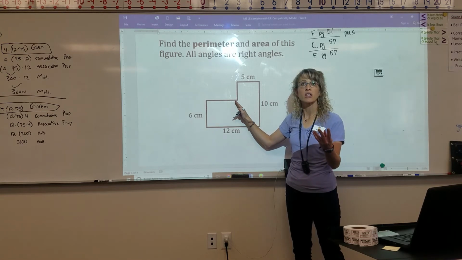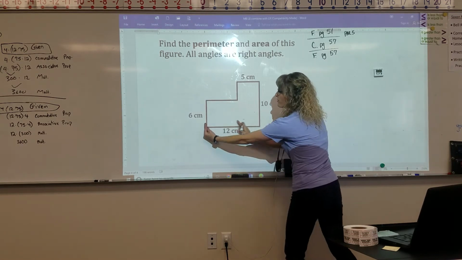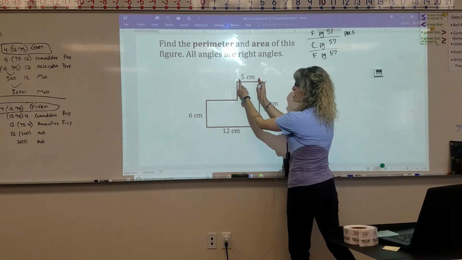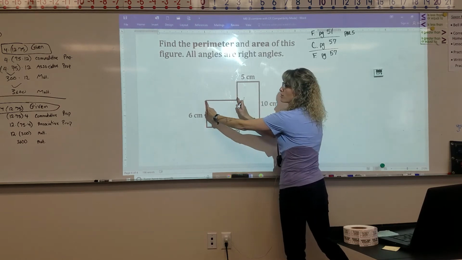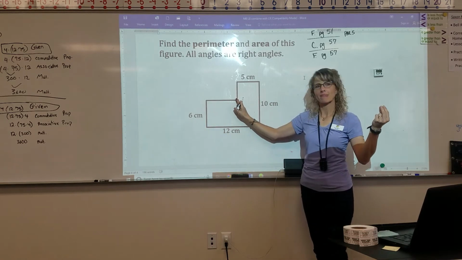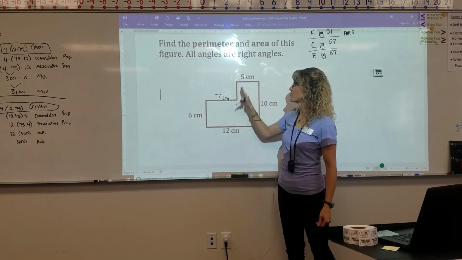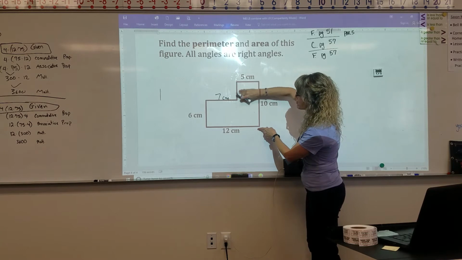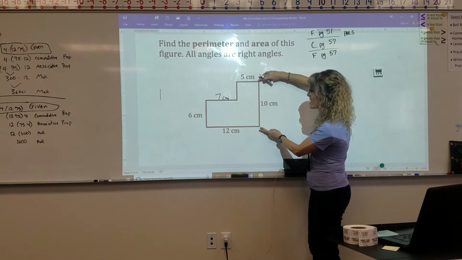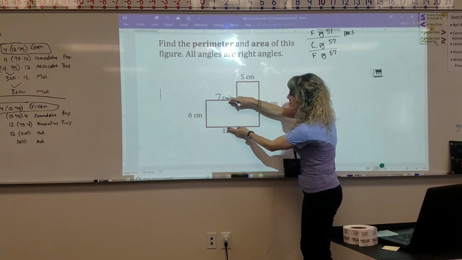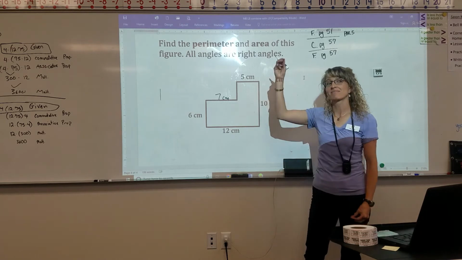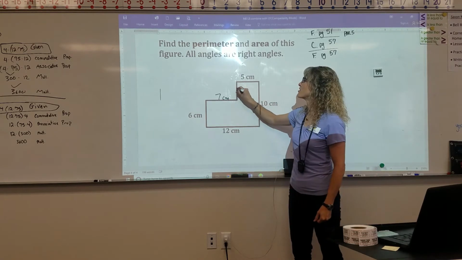That's the first thing we've got to do. So if I know my full length is 12 and my shorter piece is 5, what would this one be? Think. Get ready? 7 centimeters. Very good. 12 minus 5 is 7. So now let's do this piece. We don't know this one, so we're going to look at the big one. 10 minus 6. Get ready? 4 centimeters.